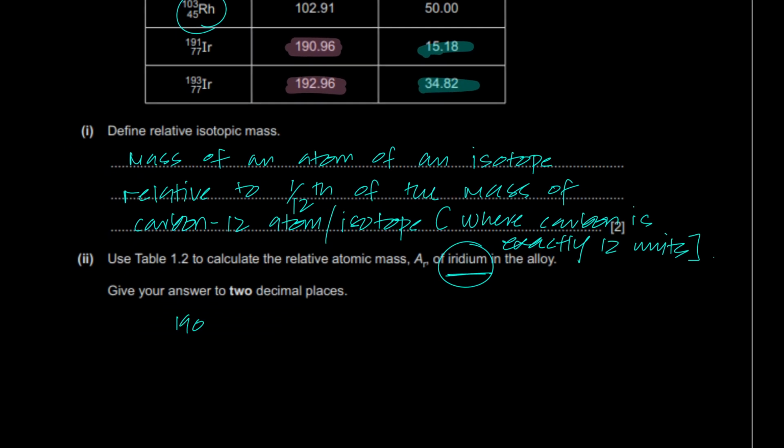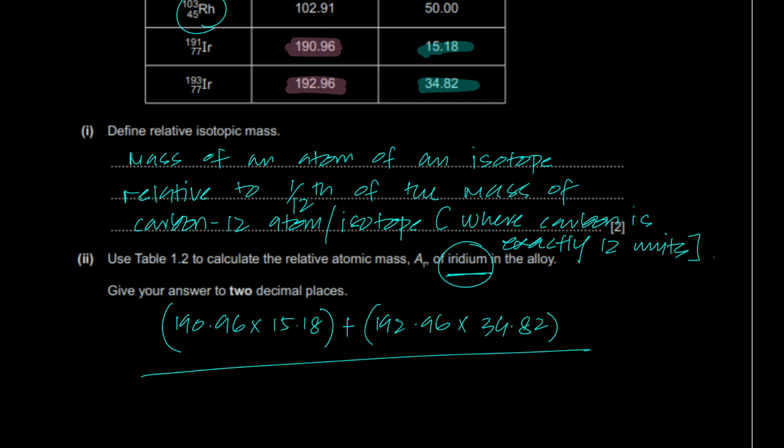So it's 190.96 multiplied by the abundance, which is 15.18, plus 192.96 multiplied by the abundance, which is 34.82, divided by the total abundance, which in this case is 50. You can just add these two together. I know these are in the form of percentage, so these two combined would be 50.